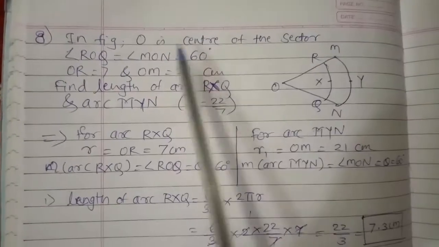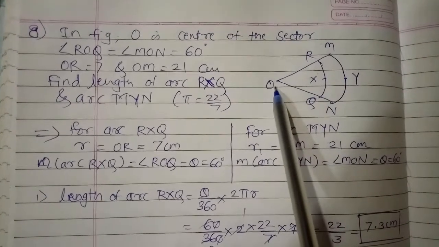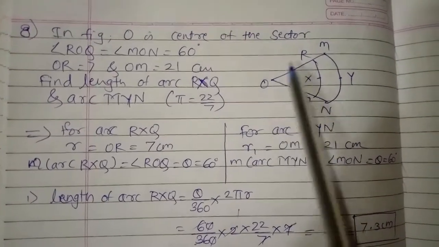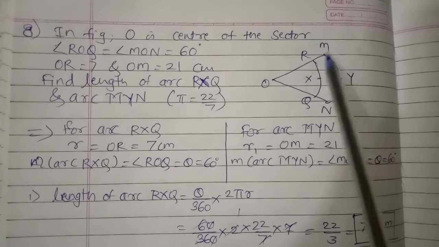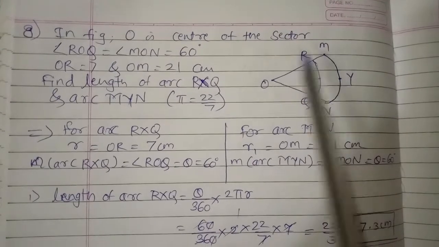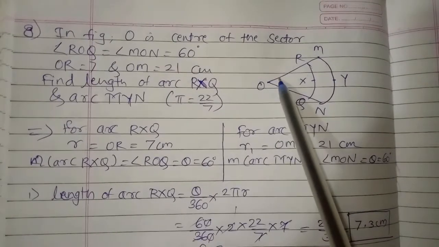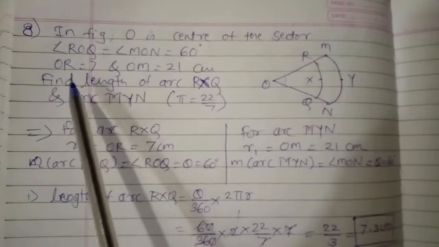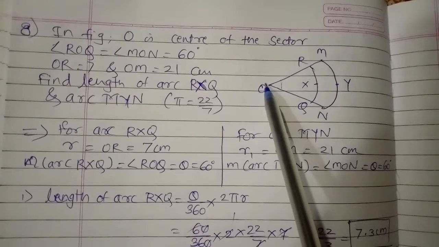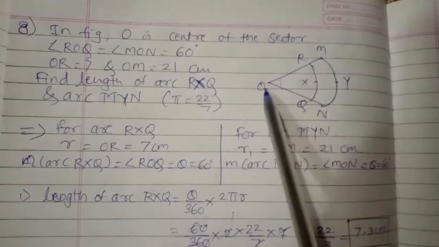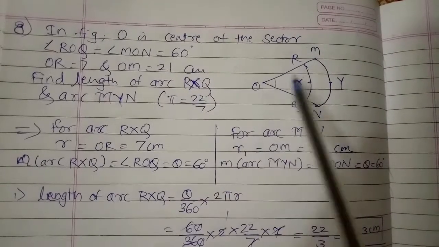So in the figure, O is the center of the sector. Angle ROQ and angle MON both have the same measure, 60 degrees, which we are given. Next, OR is 7 cm, and OM, up to this point, is 21 centimeter, and we have to find the length of the arc RXQ.